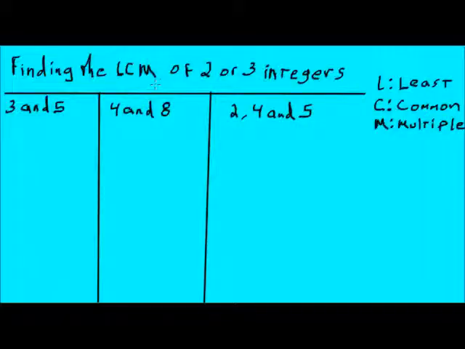Welcome to today's tutorial on finding the least common multiple of 2 or 3 integers, or you can have 10 integers if you really have to. But finding the LCM, or least common multiple as it's called, is actually quite simple. Just make sure you know what it means. LCM means least common multiple.